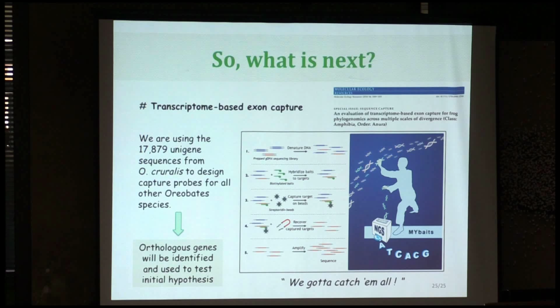So this means that we can use this molecular probe. This molecular probe will hybridize with the DNA of the other species of Oreobates, and with that we will be able to have the transcriptome for all the other species. And with that we will identify orthologous genes and test the initial hypothesis that I was talking about.